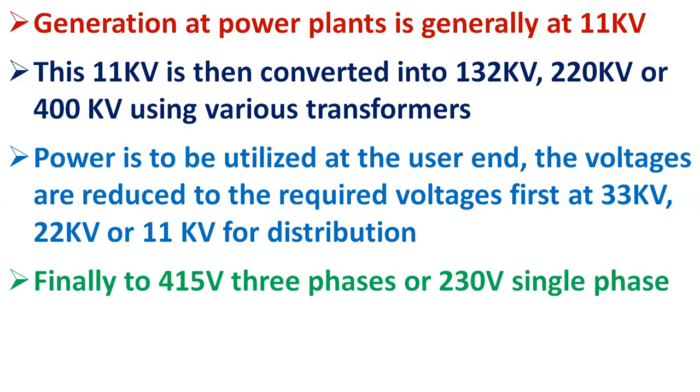Generation is at 11 kilovolts because that is considered optimum based on cost. If one tries to go to a higher voltage, the cost of insulation is very high, and if one tries to go below, the current rating increases, thus demanding a larger conductor size in the generator winding, thereby also increasing the cost. Hence, 11 kilovolts is considered to be the most optimum voltage level for generation.